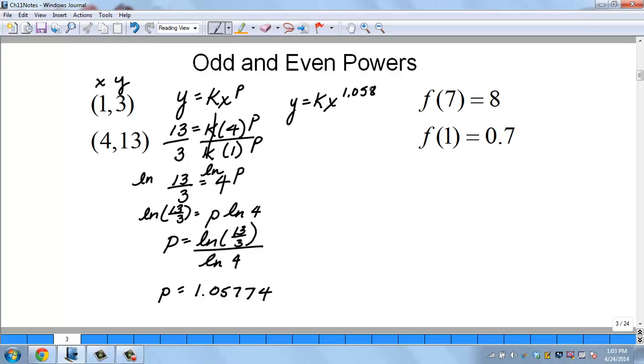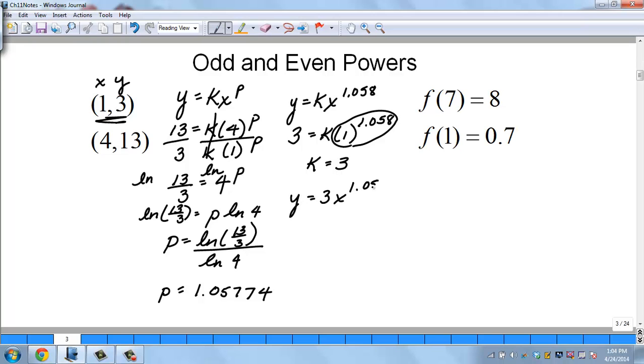So when you do this one, I can just plug in one of the points. I'm going to use the 1, 3 because it's nicer. So I have y equals k times 1 raised to a power. And 1 raised to any other power is still 1. So basically, this whole thing is 1 right here. So I have k times 1. So k actually comes out to be 3. Because this turns out to be 1, and when I divide 3 by 1, I get this. So I know k is 3. So my power function is y equals 3 x to the 1.058. So there's my power function.